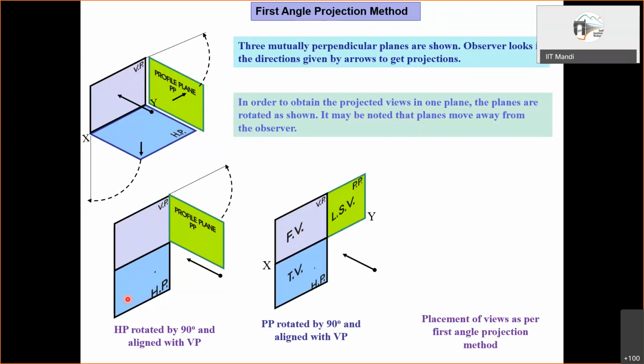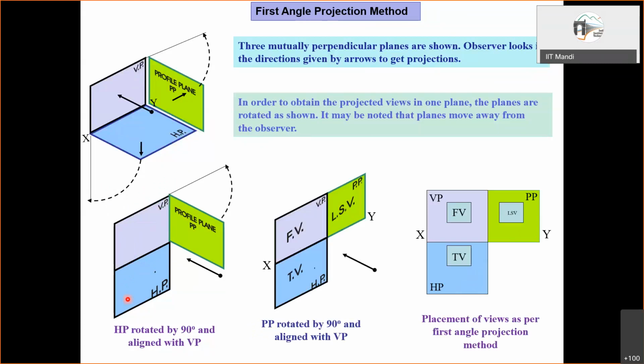So we'll have the system like this, with the placement of the three views. We had reference to three views in some of the questions we solved earlier. The three views are placed like this: the front view here, then the top view below it, and the left side view at the right side of the front. This is how we will be obtaining it.